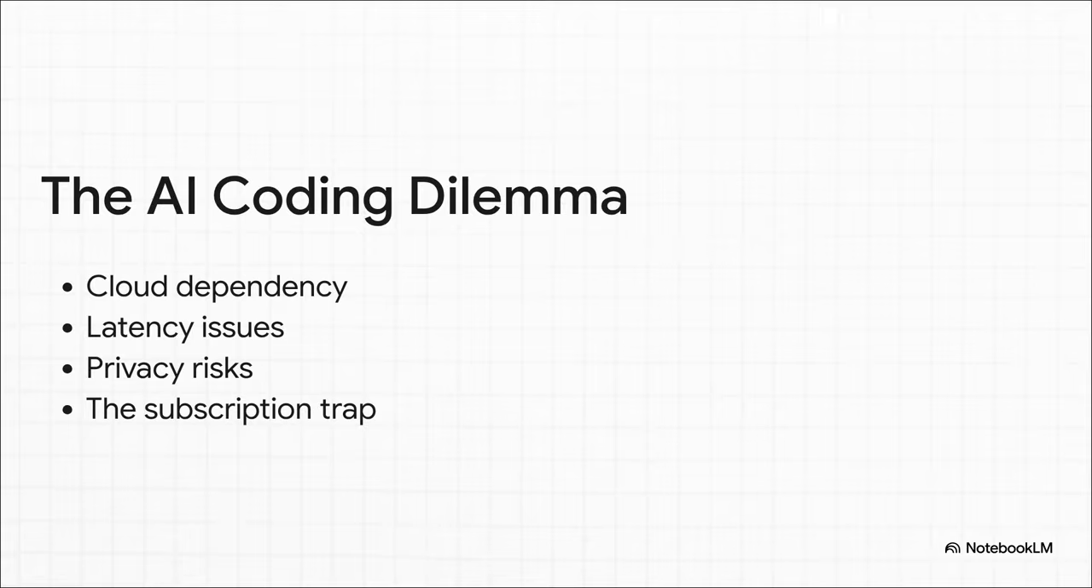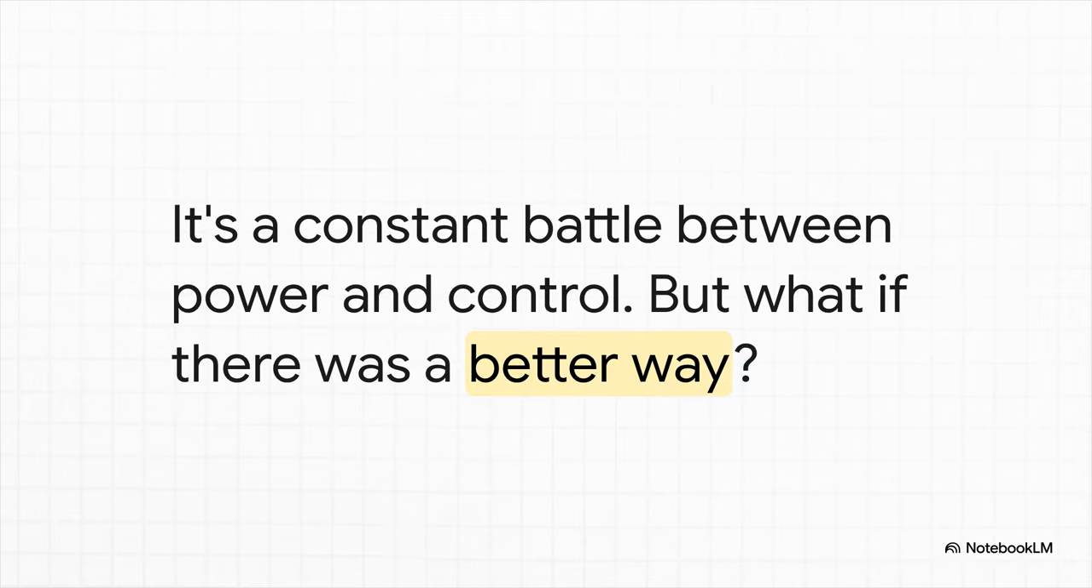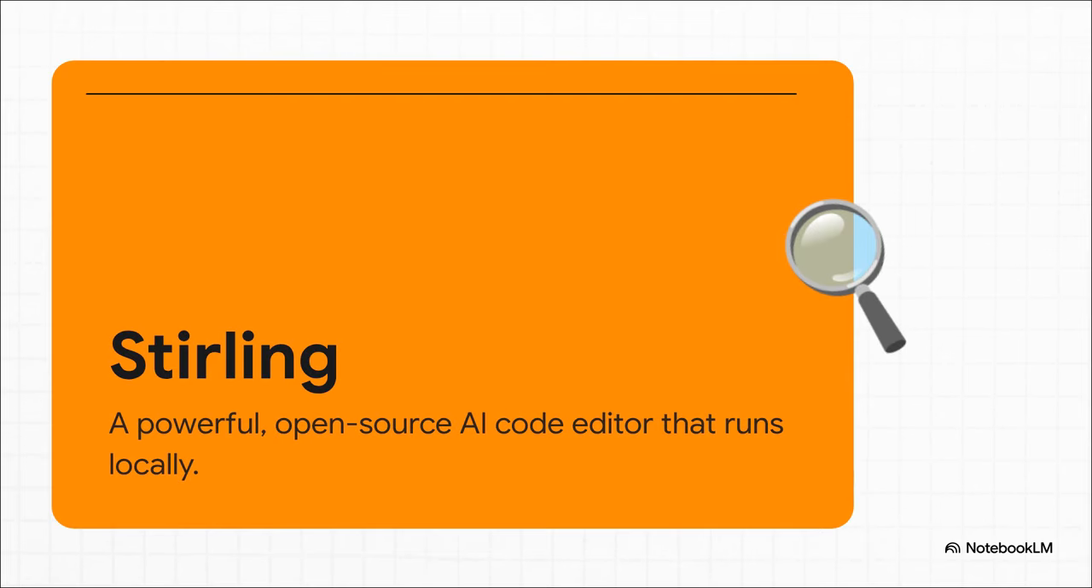Or maybe there's that little voice in the back of your head wondering, where's my code actually going? And don't even get me started on that monthly subscription fee that just keeps hitting your account. It's the classic AI coding dilemma, right? Yeah, it feels like this frustrating trade-off between getting powerful features and keeping control over your own work. But what if you didn't have to choose? What if there was a better way to get the best of both worlds? Well, say hello to Stirling.